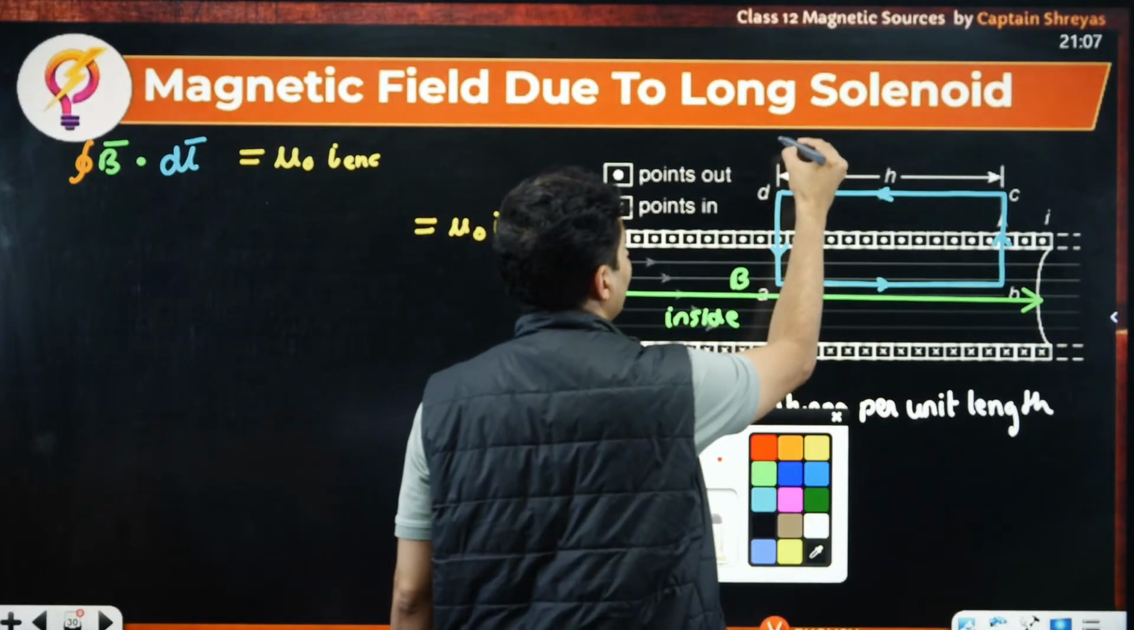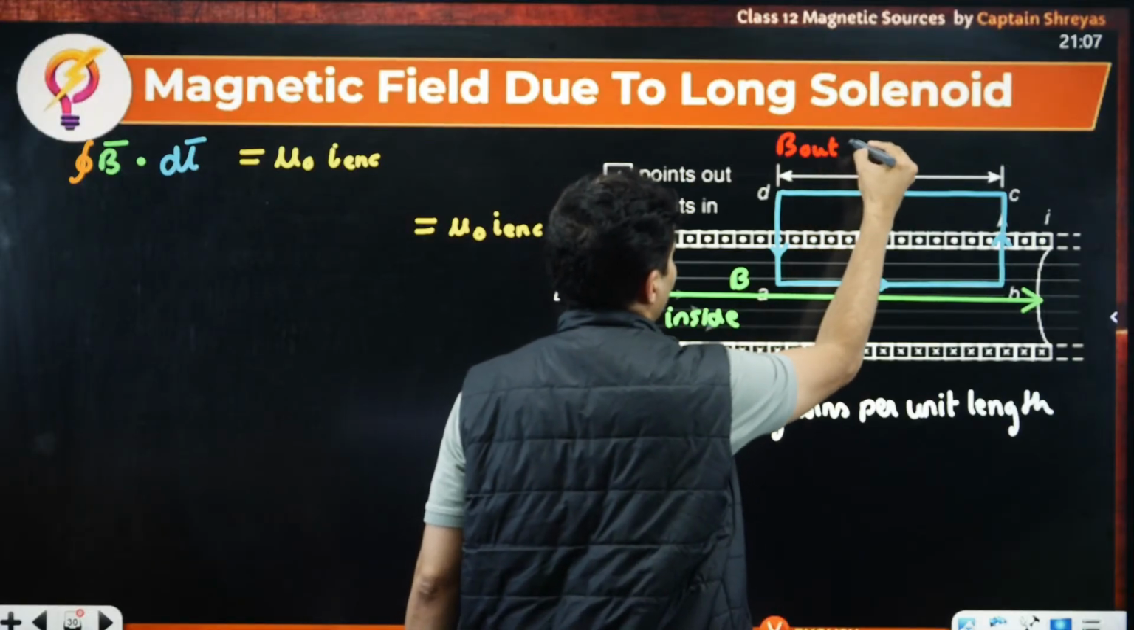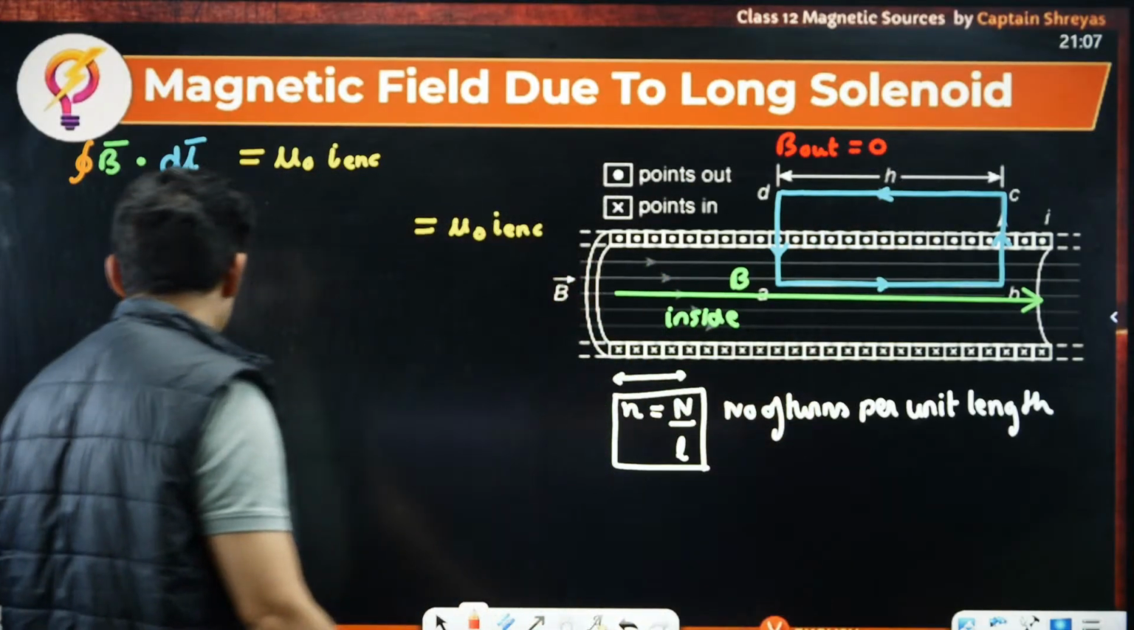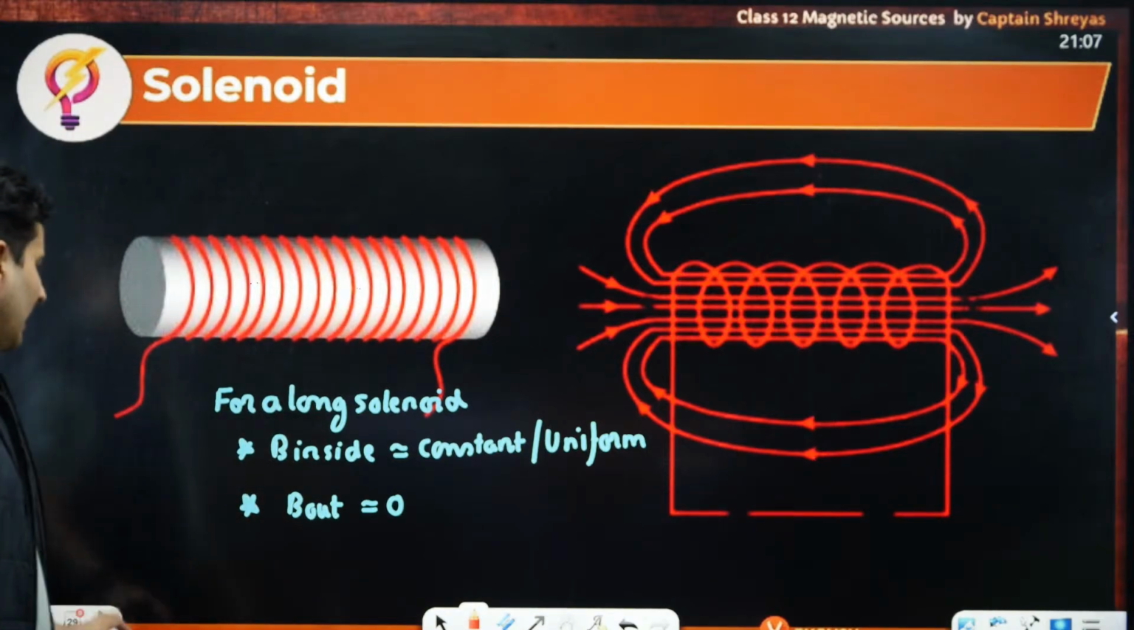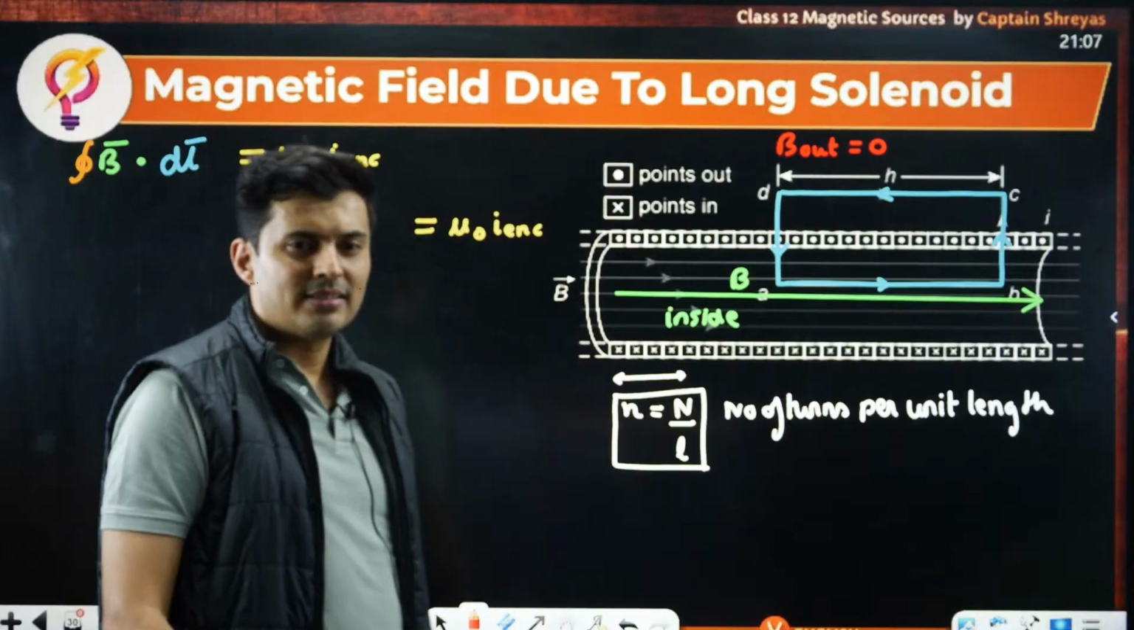But do not forget, the magnetic field outside is 0. This is the crux in getting the final answer. Outside it is negligible. It's not exactly 0. That's why I put the approximately symbol. It's almost as good as 0.